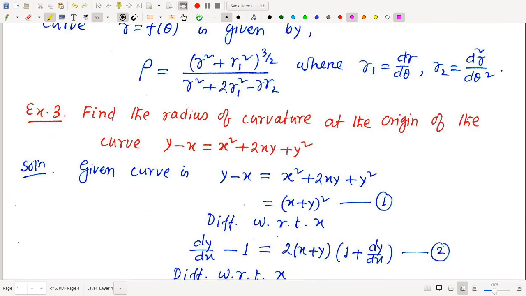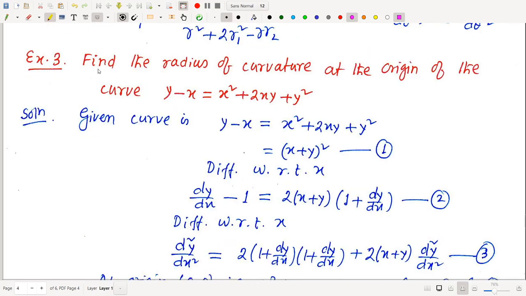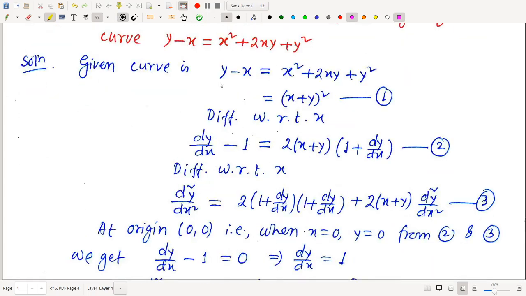Now let us see some examples. Example number 3. Find the radius of curvature at the origin of the curve y minus x equal to x square plus twice x y plus y square. For this curve, we have to find the radius of curvature at the origin, which means we need dy by dx and d square y by dx square at the origin. So that's why we differentiate this. Here, incidentally, the right side is x plus y whole thing square, so it will be easier to differentiate.